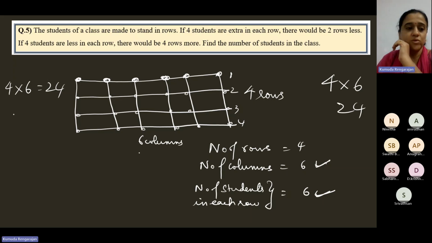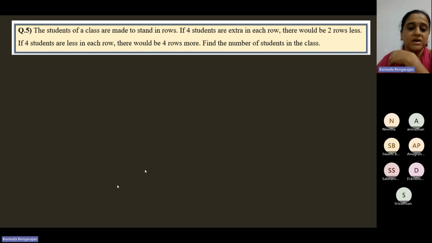How many rows? 4 rows. How many students in each row? 24. Okay. That's what this question is about. Instead of saying columns, they're using number of students in each row. That's all.